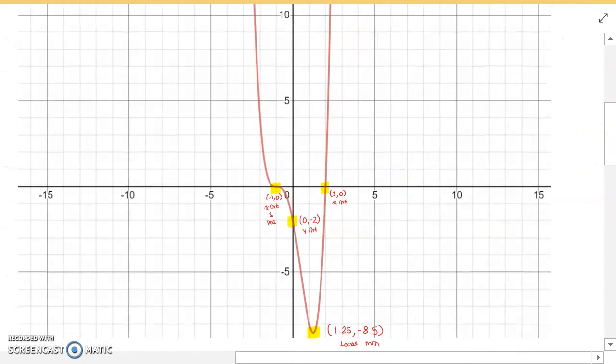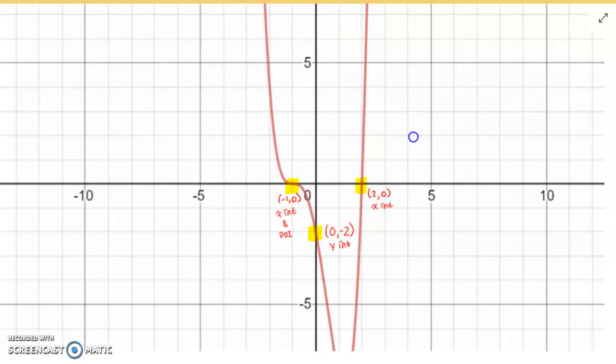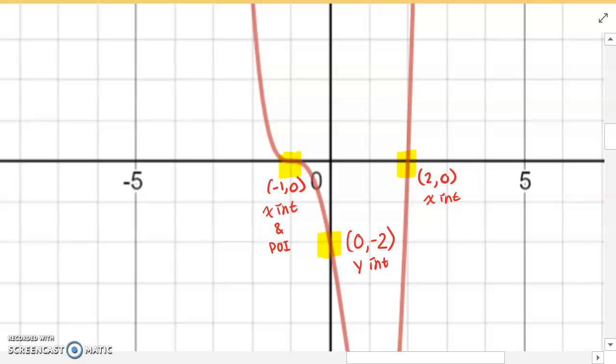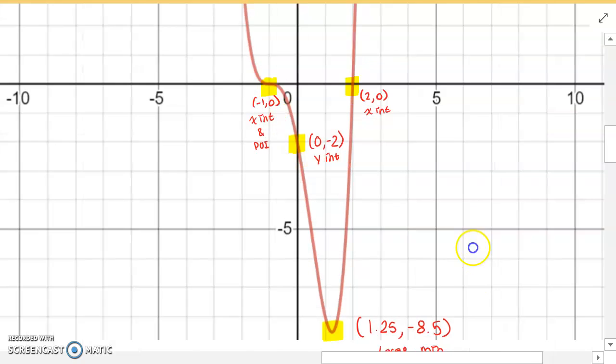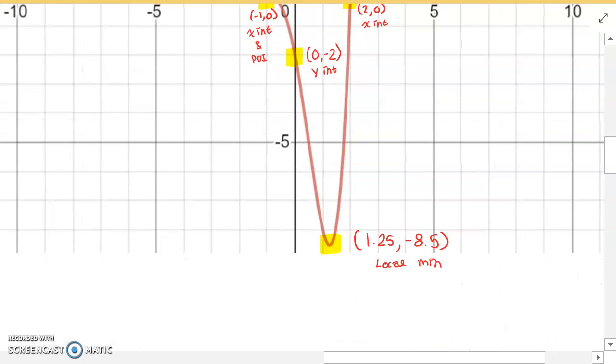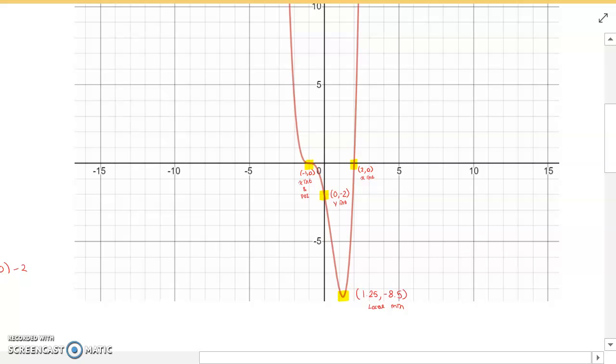And in the end, when I took all of these points together, I went into Desmos and I put in the graph. And as you can see, I have an x-intercept and a point of inflection at -1, 0, and I highlighted that there. I have a y-intercept at 0, -2, which I highlighted there. I have an x-intercept at 2, 0, and I have a local minimum at 1.25, -8.5, which I highlighted there. And as you can see, I was correct when stating that the function will be going towards infinity when approaching infinity or negative infinity.